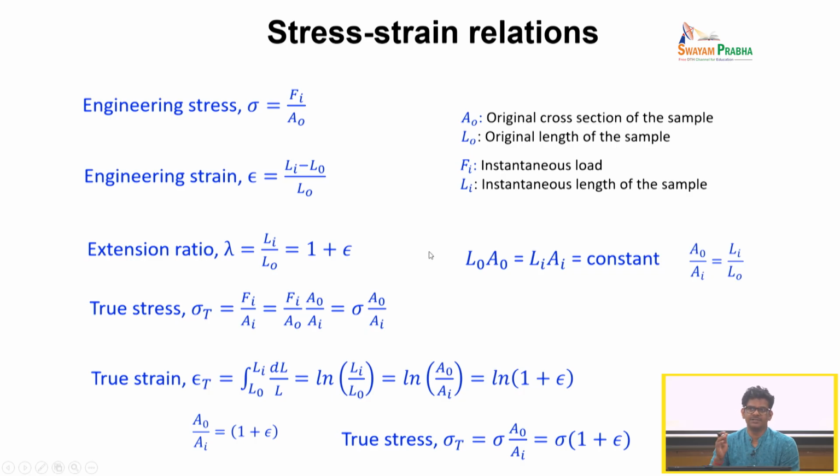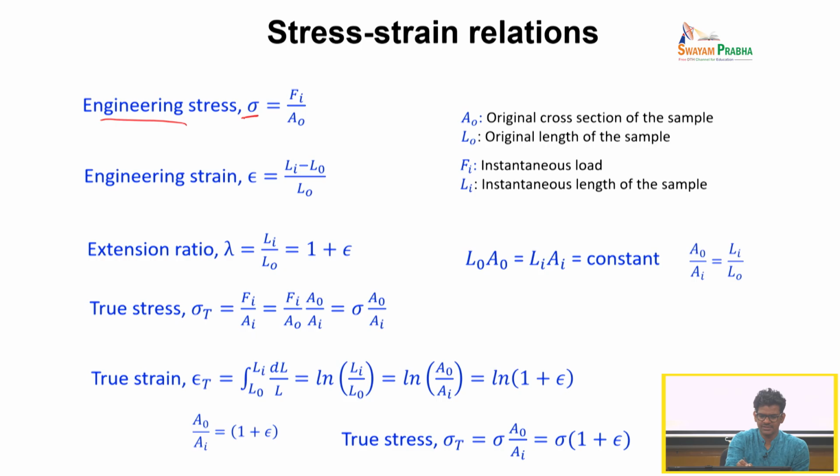So now, whatever we talked about, the stress and strain, these are all quantities that are defined, and there are quantities that we measure. The quantities that we measure through the tensile testing machine that I showed are called engineering stresses and engineering strains. The engineering stress sigma is defined as Fi by A naught, where Fi is the instantaneous load divided by the area of the original sample.